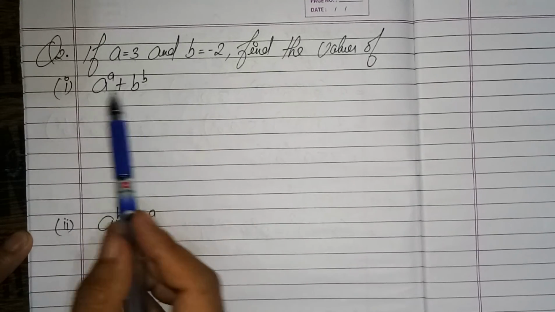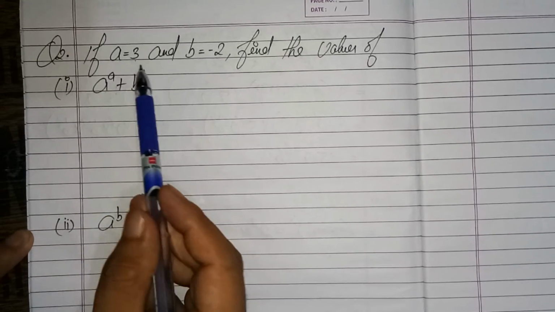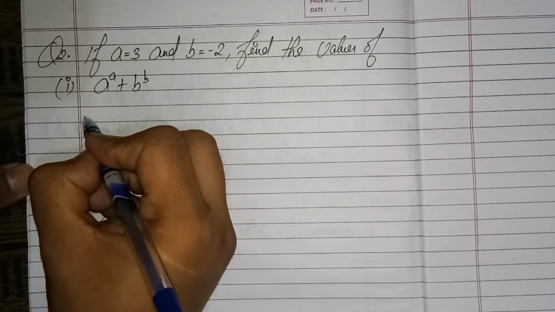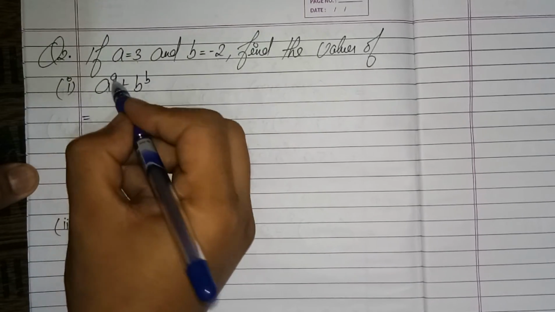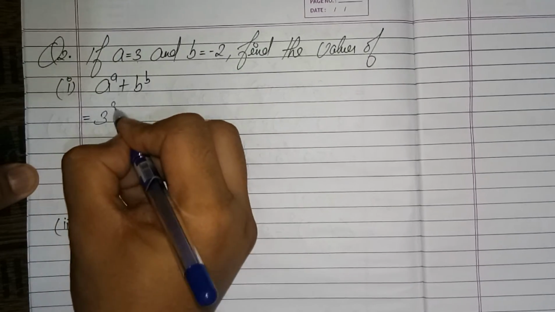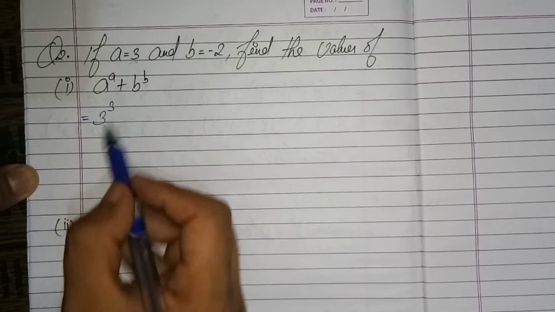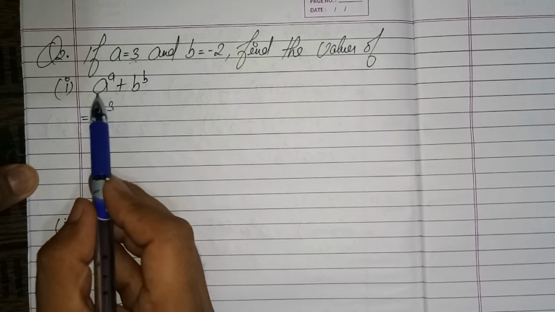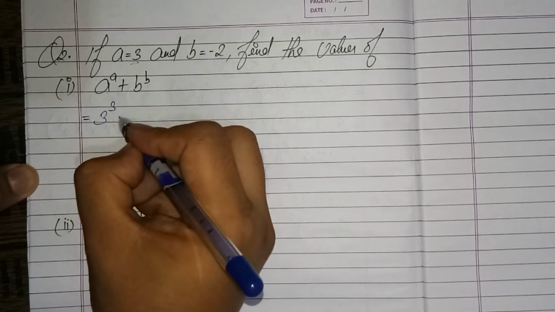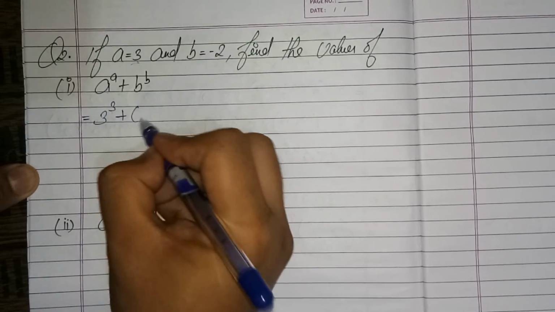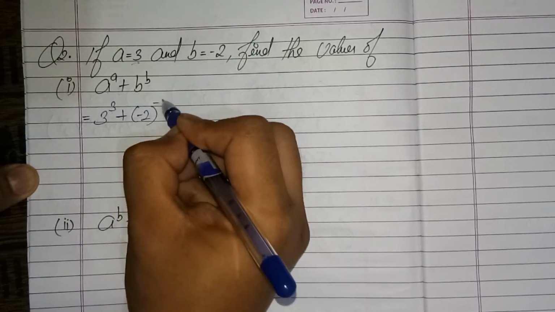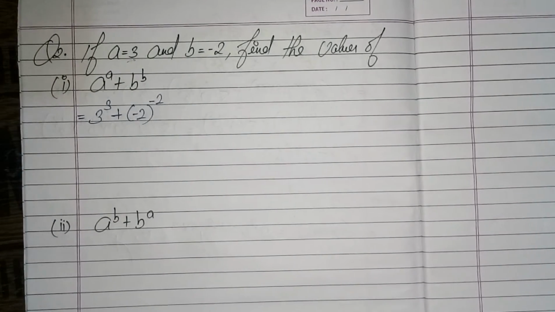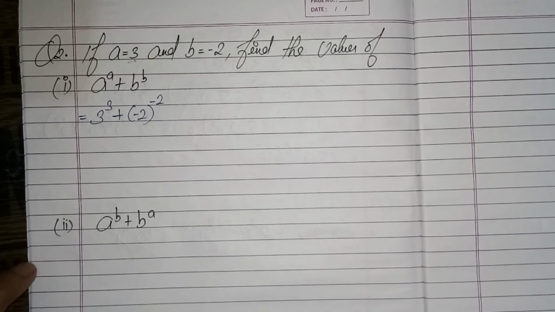In such type of question, what we have to do is first put the value. So this is equal to, if I say a to the power a, that means it is 3 raised to power 3. The value of a is 3, that's why I put 3 in place of a, plus minus 2 raised to power minus 2, because the value of b is equal to minus 2.